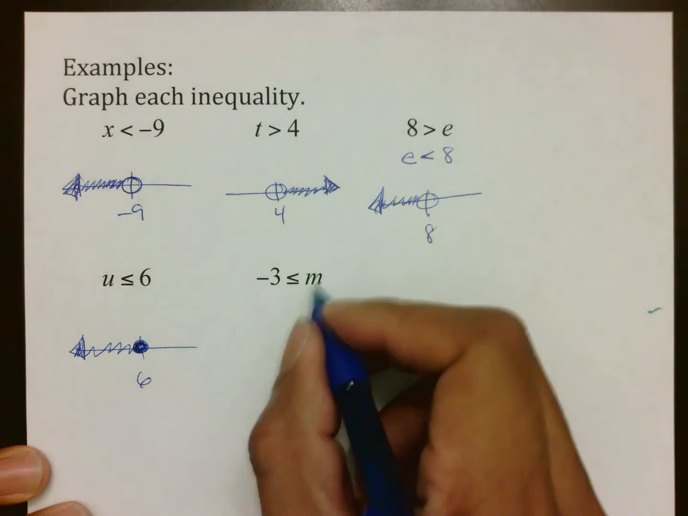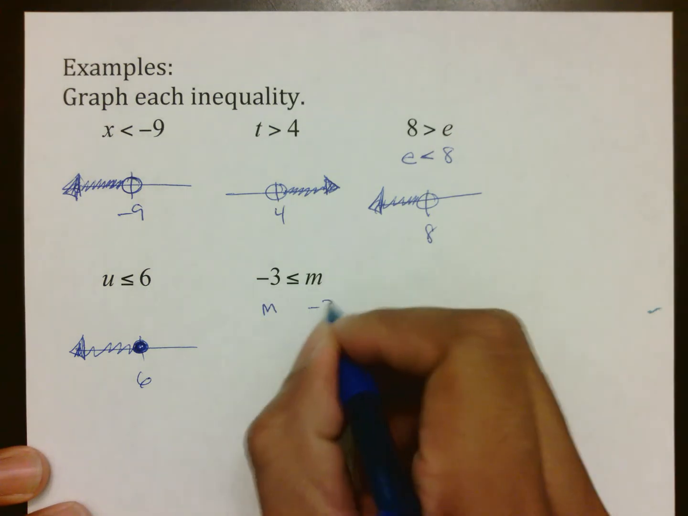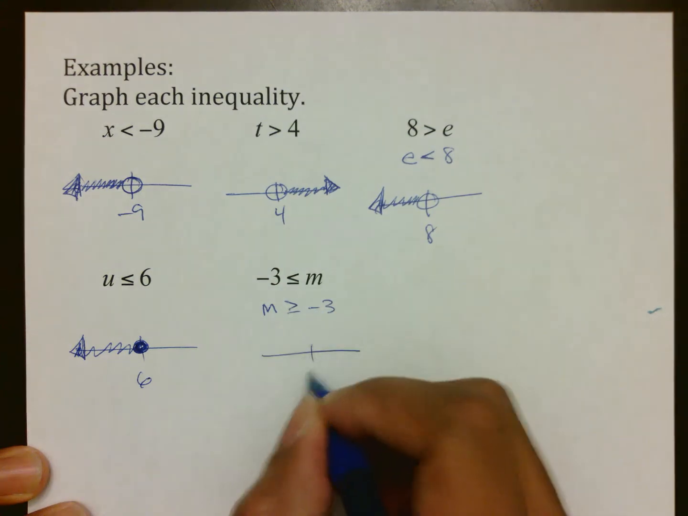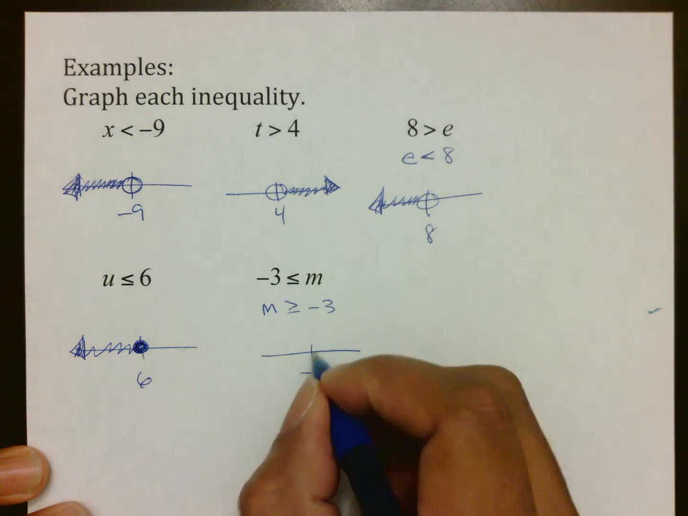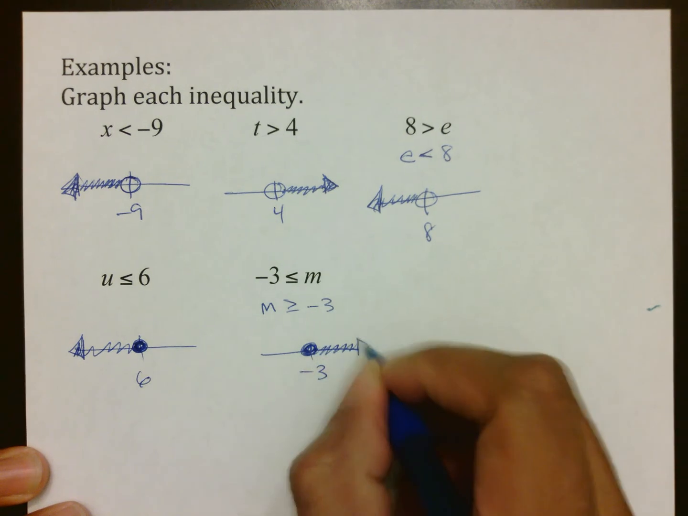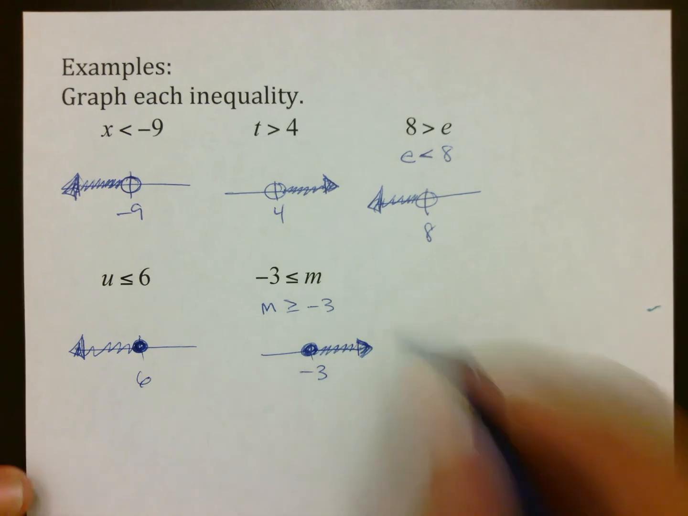This one here is not set up. We must switch it around. m must come over, -3 must come over, and the symbol must flip. Then, after that, -3 is my number. The equal to portion means my circle is closed, and it goes to the right, and so I will shade to the right and draw my arrow.